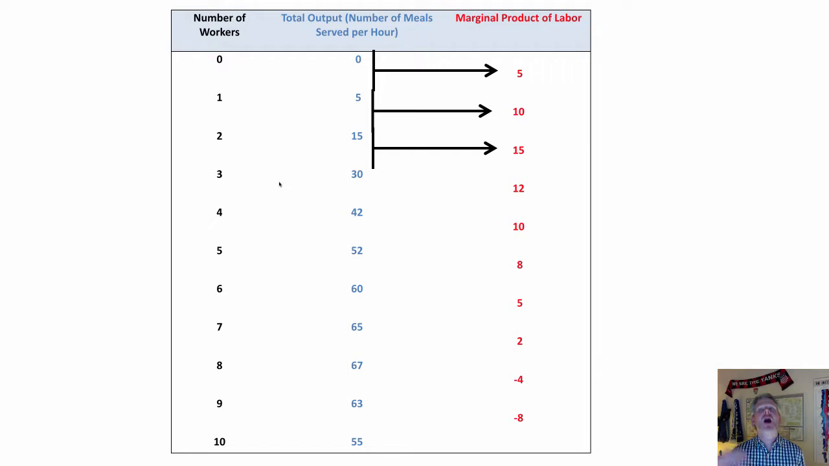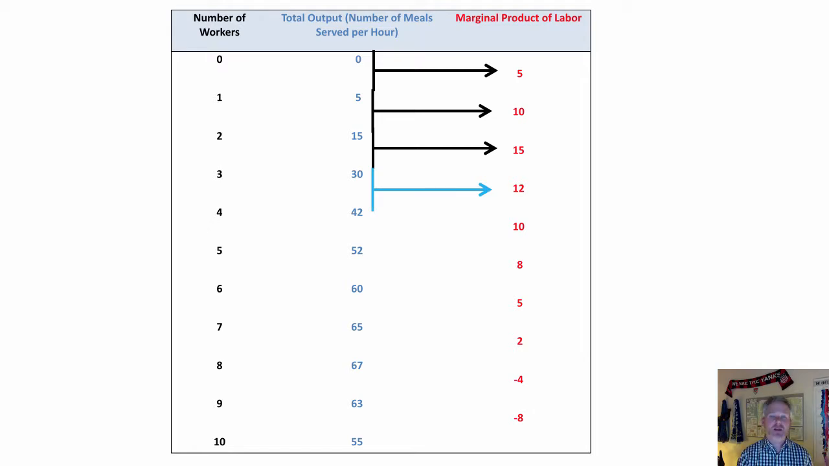So I'm getting more and more marginal product for each worker I add. The first worker made it go up to 5. The second worker went up 10. We went from 5 to 15. The third worker added 15 more. I went from 15 to 30. So the marginal product is increasing as I add more workers.